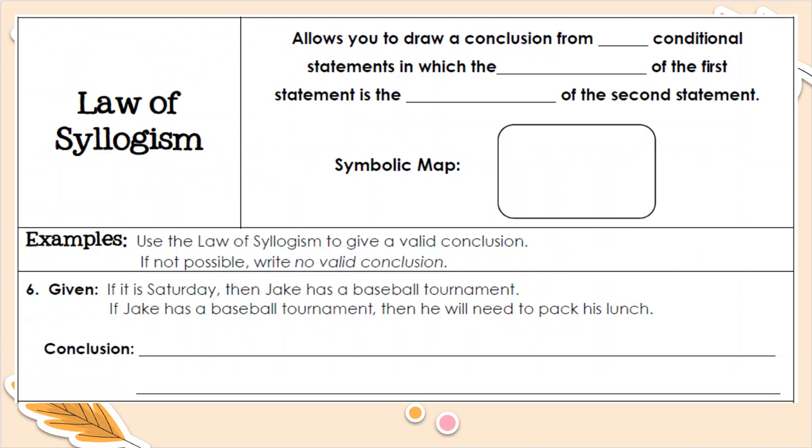All right, now let's take a look at the law of syllogism. For the law of detachment, we were looking at one if-then statement followed by a P statement, drawing a conclusion from Q. Here we're actually going to be working from two conditional statements, where the conclusion of the first statement is the hypothesis of the second statement.